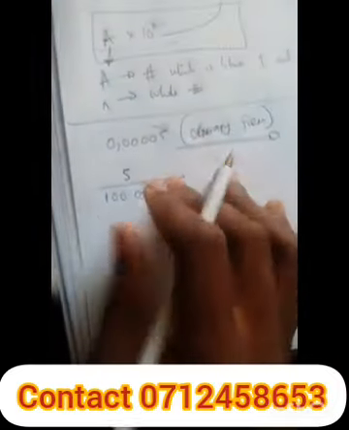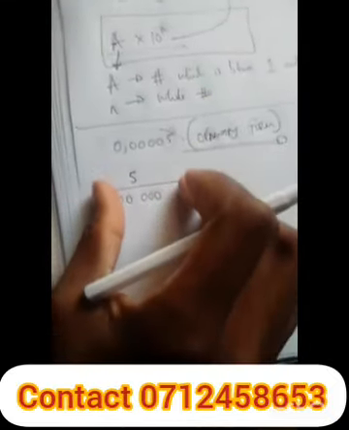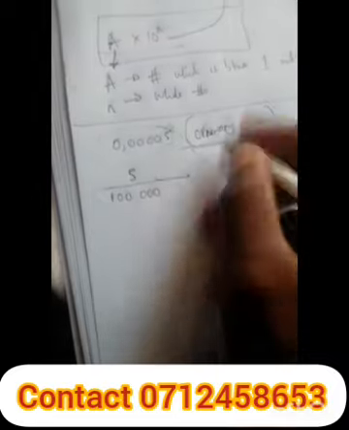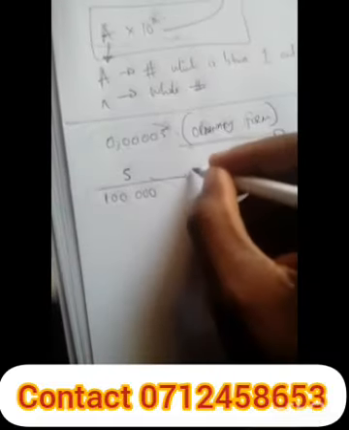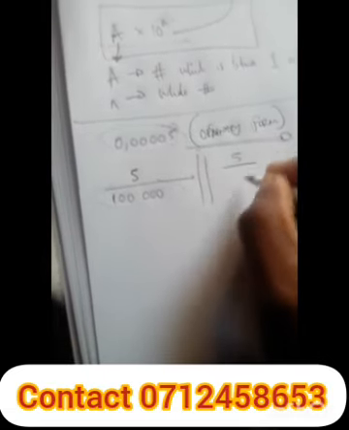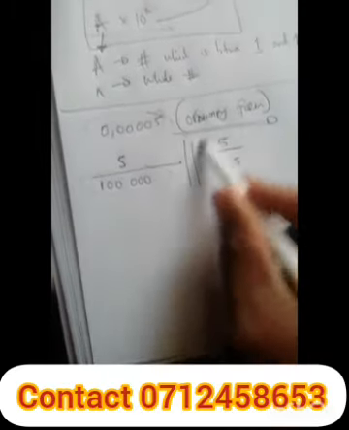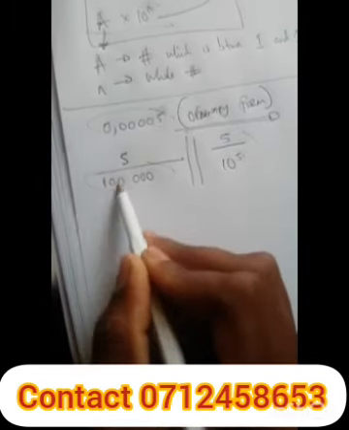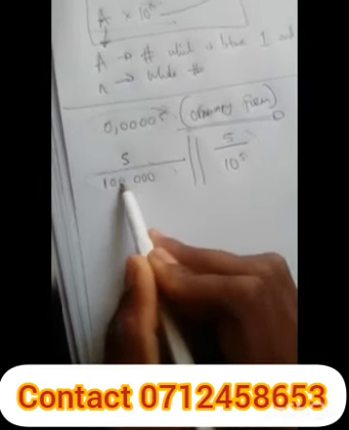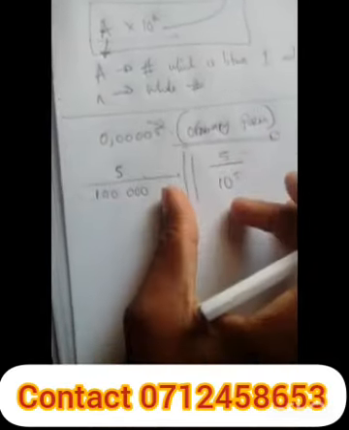So if it is 5 over 100,000, then the next thing that you focus on is to analyze that this 100,000 is the same as 5 over 10 to the power of 5. So whenever you understand this concept that it is 10 to the power of 5, why? Because we've got 5 zeros here. 1, 2, 3, 4, 5 zeros. So we have 5 zeros, so it's automatically over 10 to the power of 5.